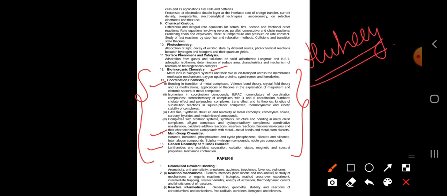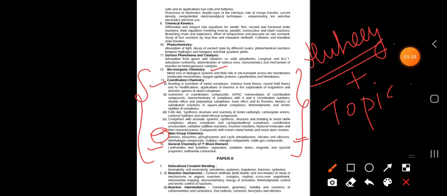Okay, and we have to read it topic wise. Like if we are studying main group chemistry, it is a very vast topic. If we want to study, we can study millions of books only about this chapter, but we have to keep our content close to the topics mentioned in the syllabus, like boranes, borazines, phosphazines, cyclic phosphazines, etc.